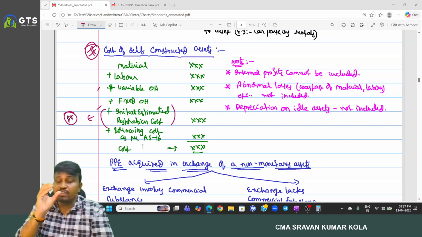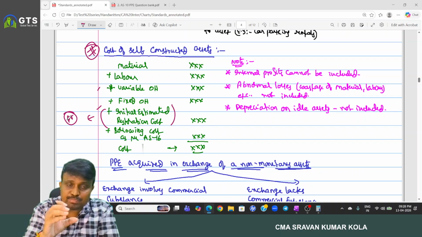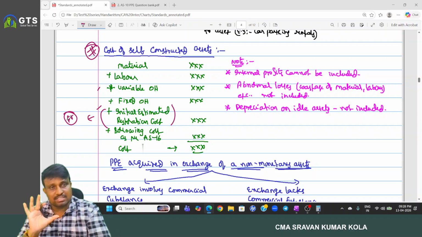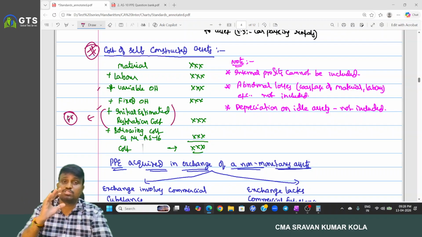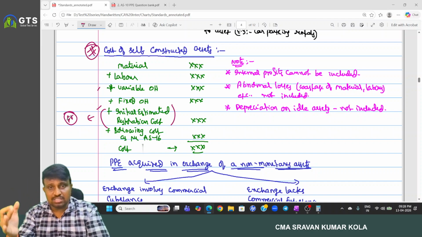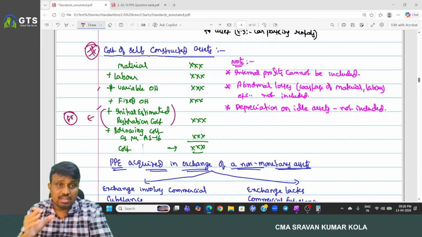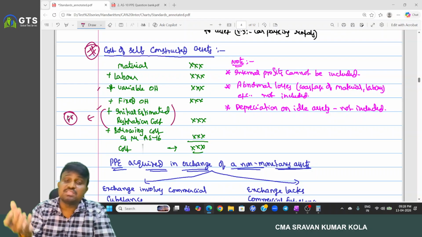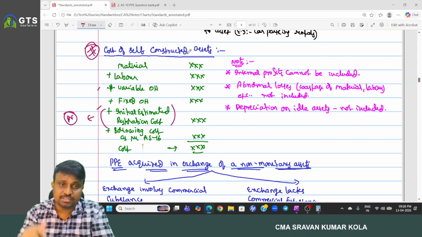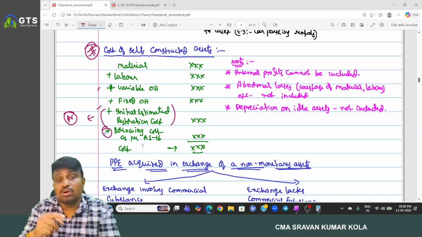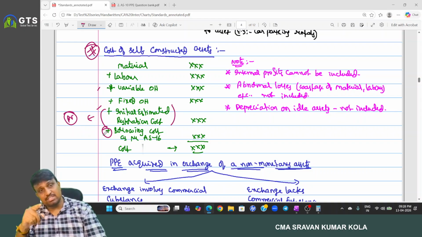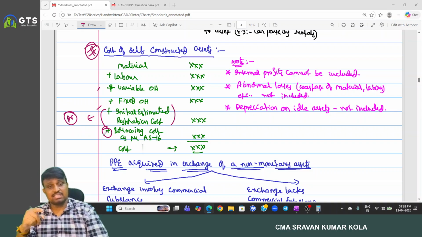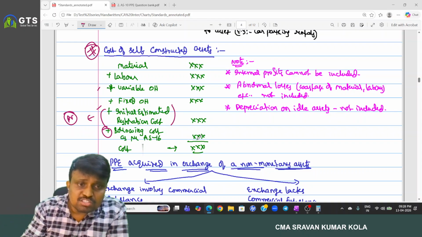And remember, if any restoration cost is not expected at the time of constructing the asset, for example a restoration cost we expect at the end of the second year or third year, it cannot be considered. At the time of construction, any restoration cost you expect, the present value of that restoration cost is included in the cost of the self-constructed asset. And borrowing cost. Remember, borrowing cost is included only if it is a qualifying asset and as per AS-16, otherwise not included.